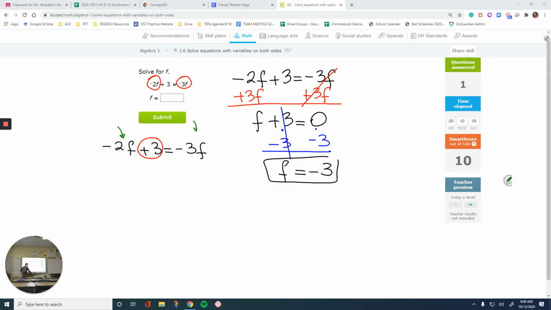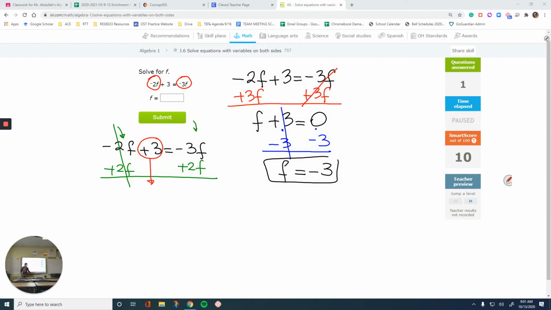So how do you get rid of negative 2f? By doing its opposite, of course. Positive 2f. To each side, not just to one side. And make sure everything aligns well. You put the like terms underneath one another. So drop down that 3 over here. It is positive. So positive 3 is on the left.